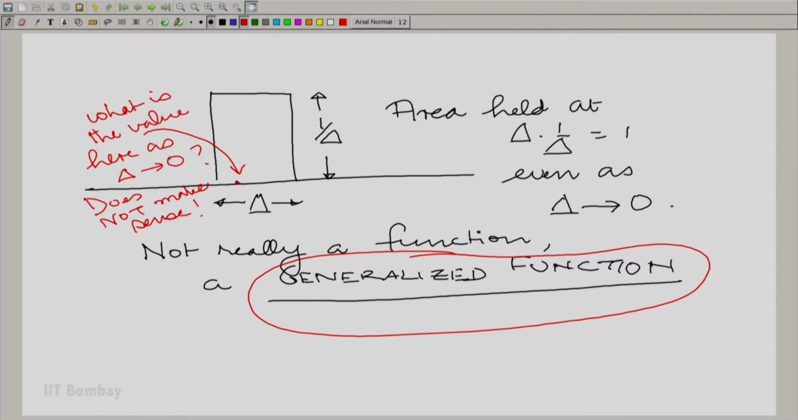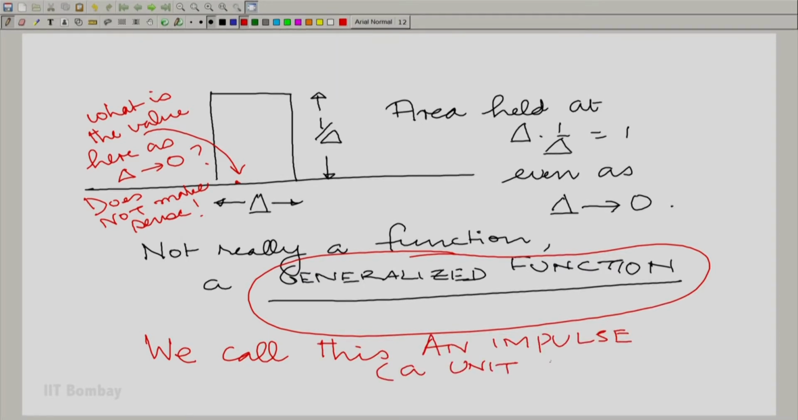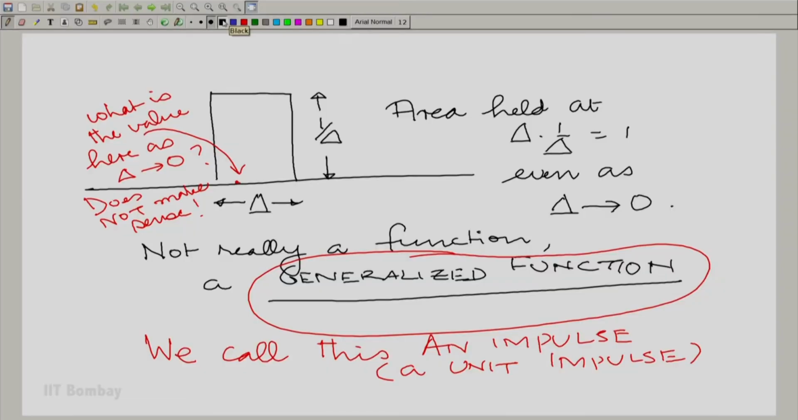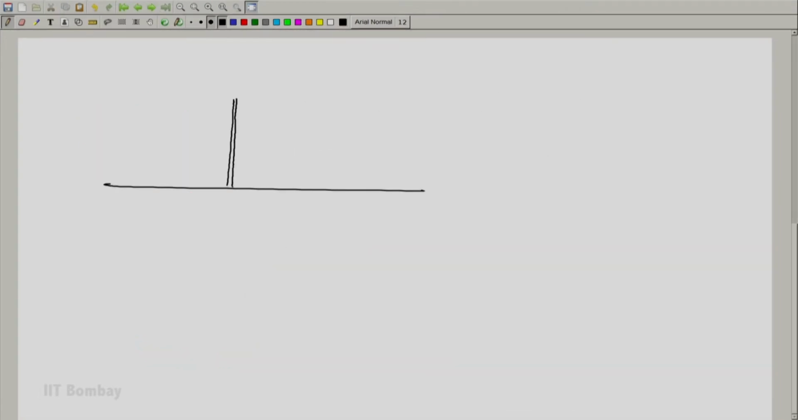Now, we give this particular generalized function a name. We call this an impulse, and if you want to be very particular, you should say a unit impulse. Here, unit refers to the area that has been encapsulated in that impulse. So, an impulse is a very interesting object. It encapsulates a non-zero finite area, but with 0 width, and we have a symbol for it. The symbol that we are going to use is this.